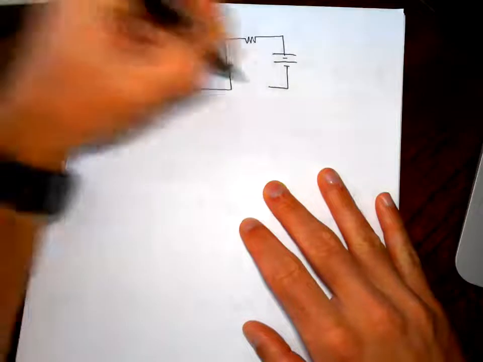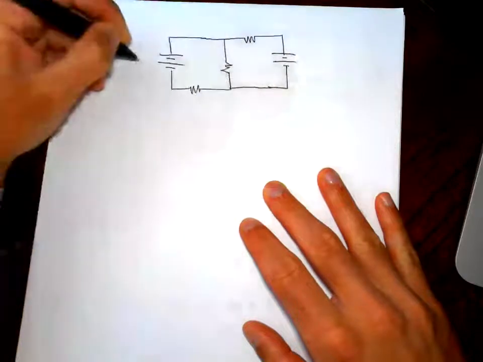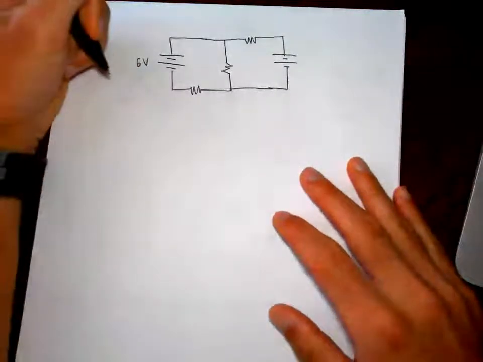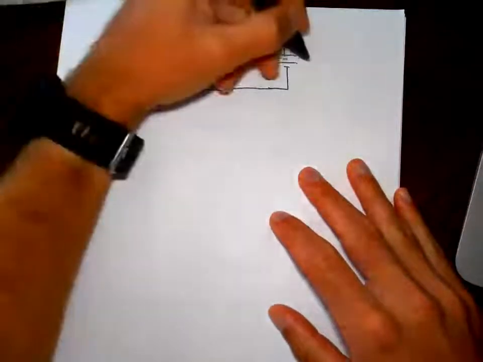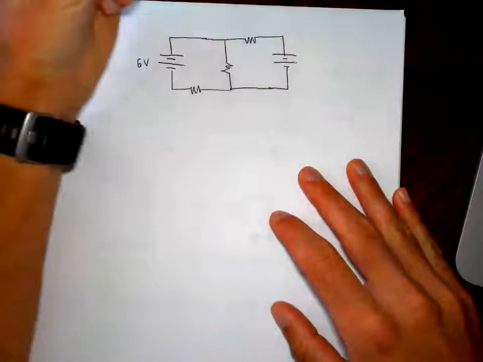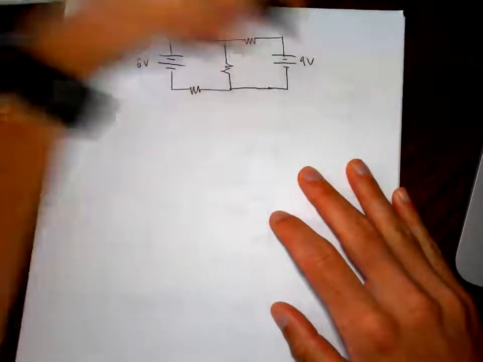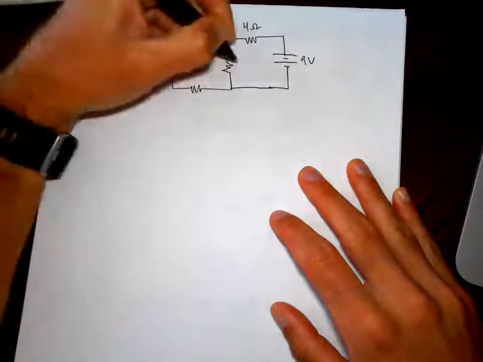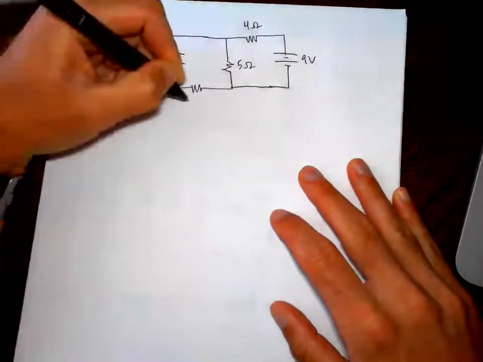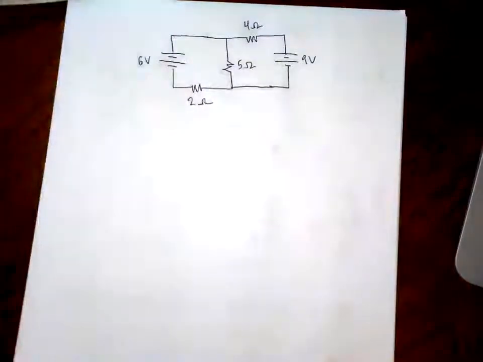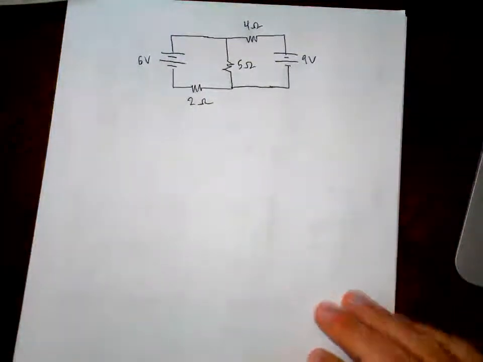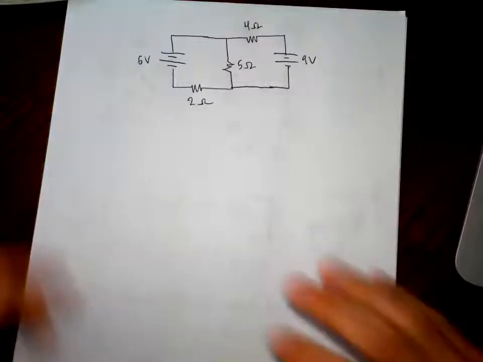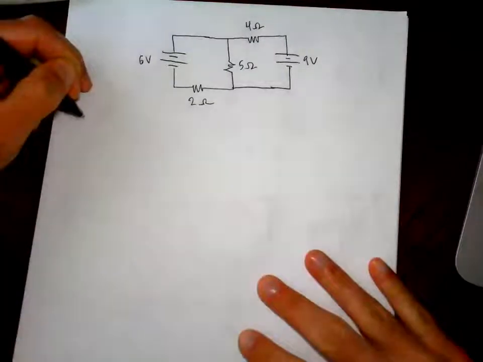Like so. Maybe this is a 6-volt battery. This maybe is a 9-volt battery. This is a 4-ohm resistor. This is a 5-ohm resistor, and this is a 2-ohm resistor, for example. Okay. So what we want to do is we want to first of all label the currents.